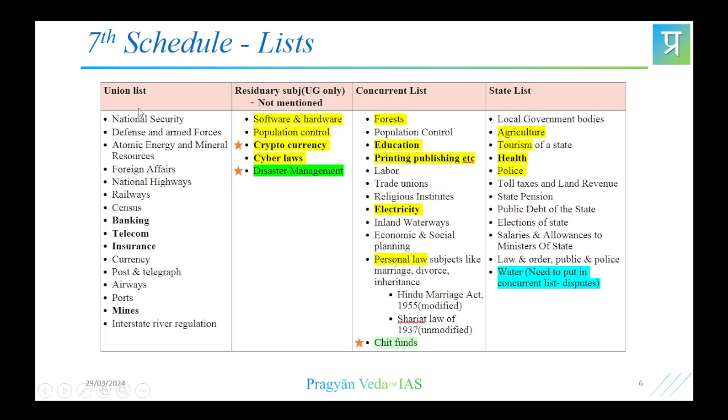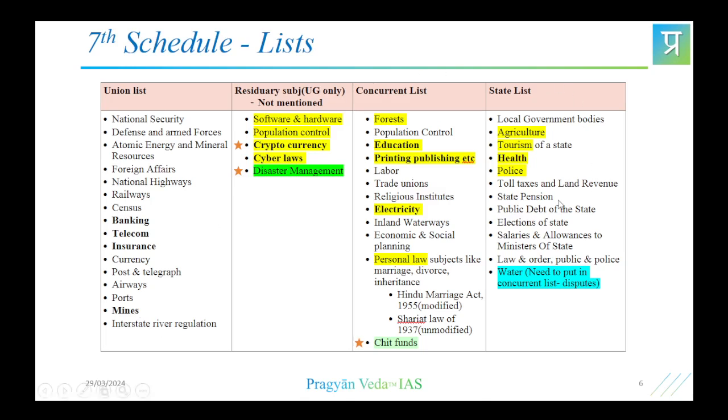So in the union list we have basically things of national importance: national security, defense, and some infrastructure things like national highways, railways, even banking, telecom, insurance, currency related things, of course airways, ports, which are infrastructure, and mines. So all these major things are covered in the union list.